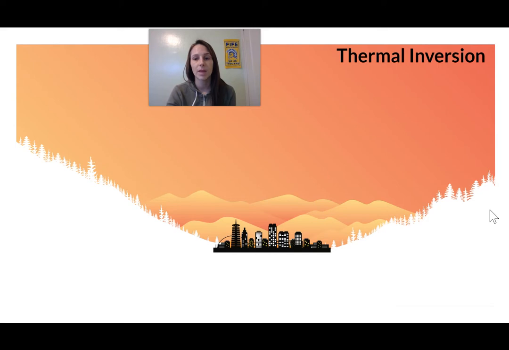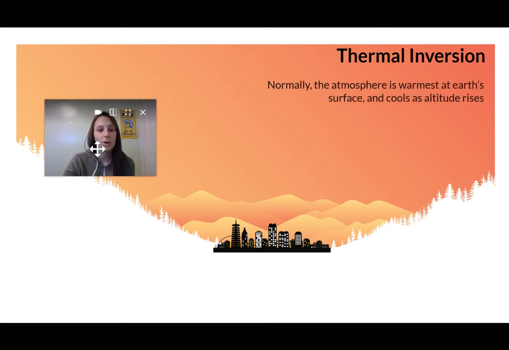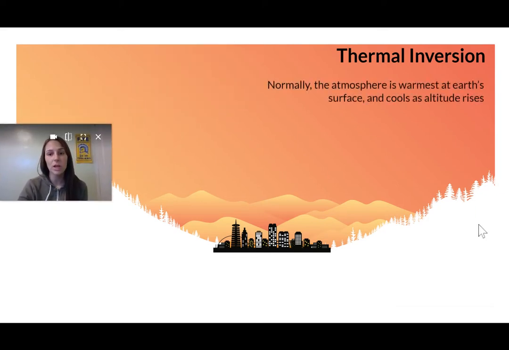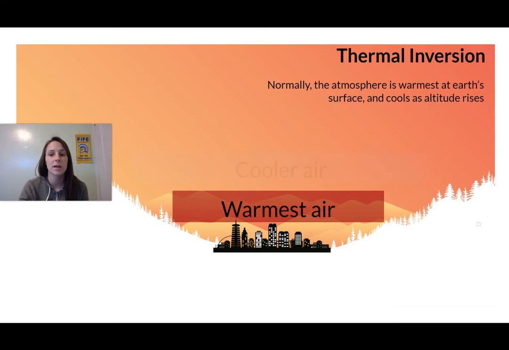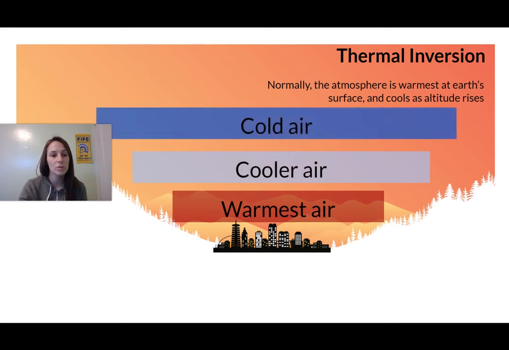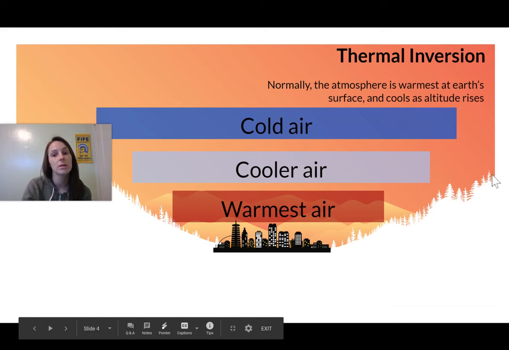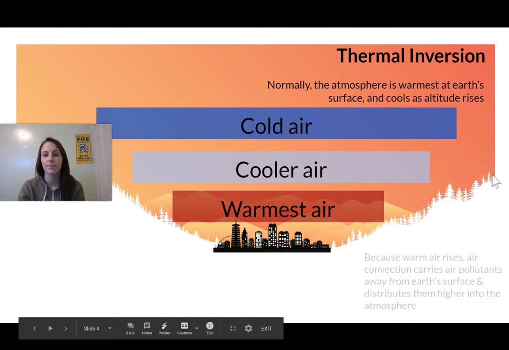So now we're going to look at thermal inversion. So normally, the way that the atmosphere works is that it's warmest at Earth's surface, and then it cools as the altitude rises. And if you remember from our Unit 4 stuff, that's because the sun's radiation is going to come down to Earth, and Earth is going to absorb it. And so it's going to be warmer close to the Earth's surface. Typically, that's how it goes.